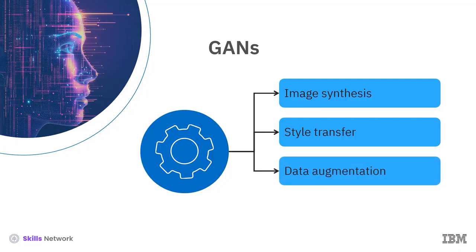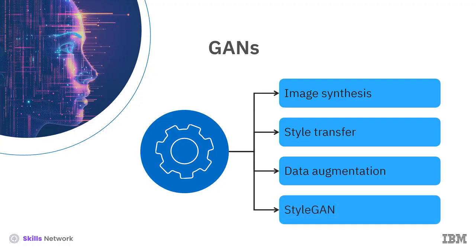For example, GANs can be used in the fashion industry. A famous example is NVIDIA's StyleGAN that can generate high-quality and realistic images of faces, animals, landscapes, and more.